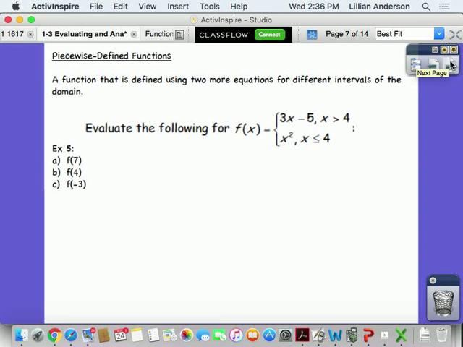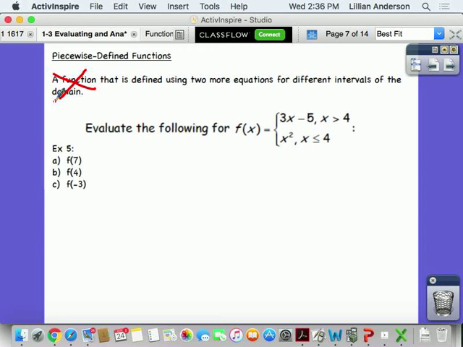Now, a piecewise function, you don't have to worry about the definition, okay? That's more for me to say. But a piecewise function is a function that is defined using two or more equations for different intervals of the domain. So like C in our problem of the day, that was an example of a piecewise function. Basically, different parts of an equation come together to make up one. But we use this as well to evaluate functions.